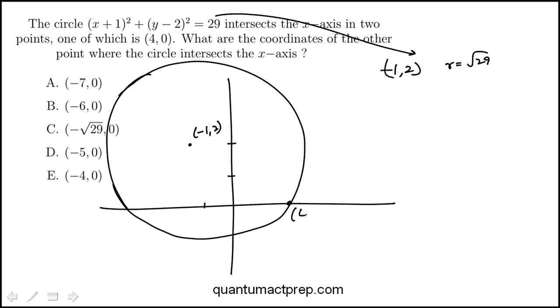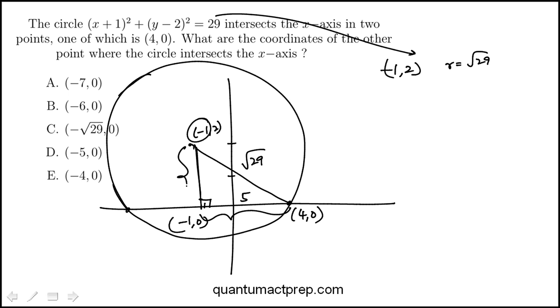Again, it doesn't have to be pretty. That point is (4, 0). We're looking for the coordinate of that point. So if we draw a perpendicular here and connect that, we know that's the square root of 29. This distance here, that coordinate is (-1, 0). So we know this is 5. And this is 2, because that's the y-coordinate of the center.